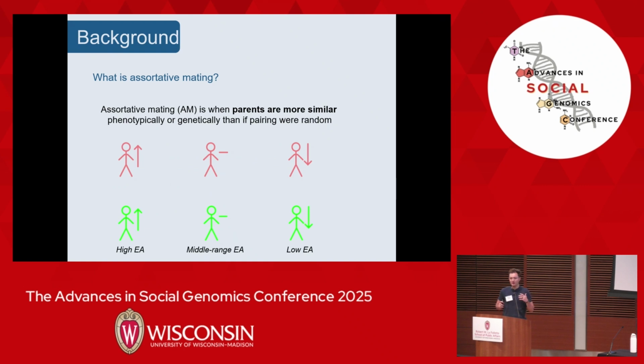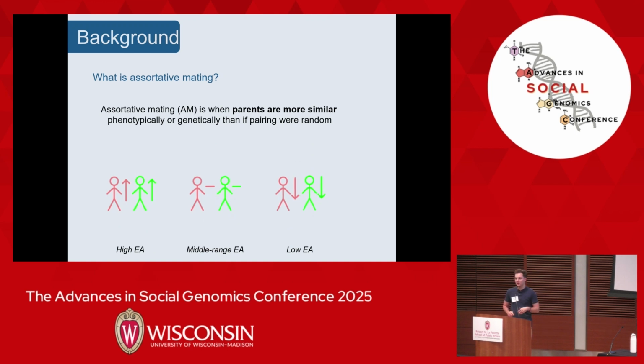All right, so first of all, assortative mating is when parents are more similar phenotypically or genetically than if pairing were random. So let's say that row 1 and row 2 are meant to be paired to be parents, and they vary in terms of educational attainment. So row 1 has high educational attainment, last row has low educational attainment, etc. And when we have assortative mating, we would expect it to look like this, where people with higher educational attainment are also pairing with people who have high educational attainment, and vice versa.